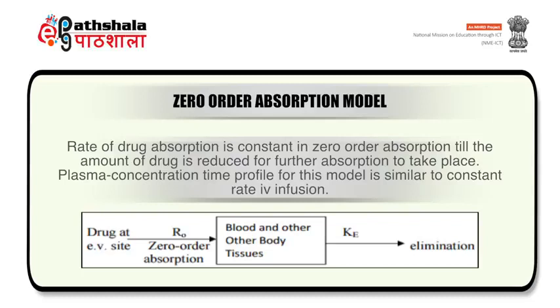The rate of drug absorption in this case is constant and follows zero order absorption pattern, and continues until the drug at the absorption site is depleted. All equations in case of constant rate IV infusion are also applied to this model. So there is not much difference between the one compartment extravascular zero order absorption model and one compartment intravenous bolus administration.